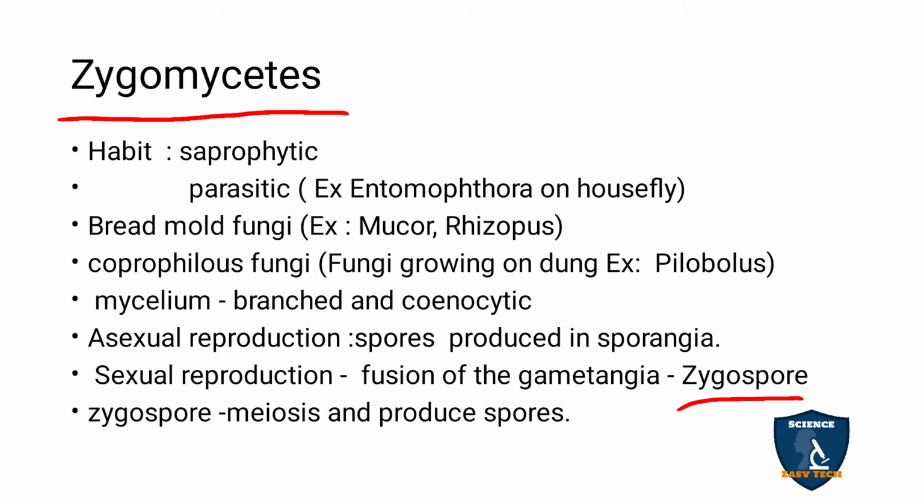The fusion of two gametes forms the zygote. Because of that, the name Zygomycetes arises. After the zygospore formation, the zygospore undergoes meiosis and produces spores in the sporangia. From the zygosporangia, the spores are liberated.